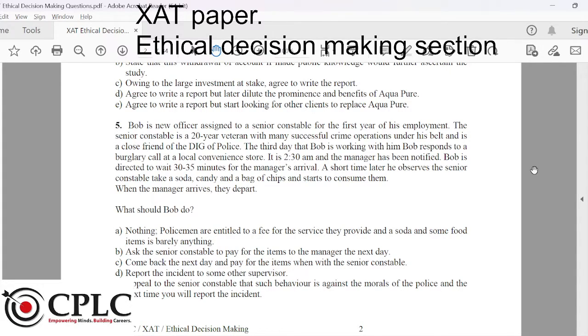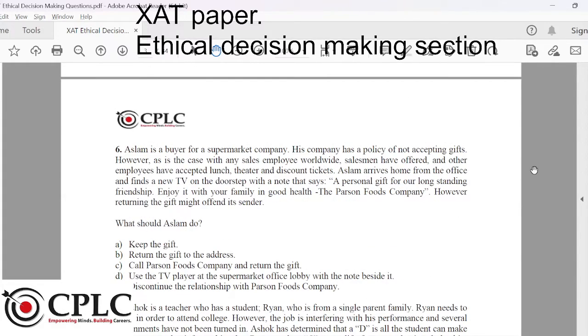So coming back the next day and paying for the items, because this is a very small amount which obviously Bob can afford, with the senior constable. The senior constable should see that Bob is paying for the items which he had consumed. So out of B and C, you should go with option C. Chalo. Next, let's look at question 6.